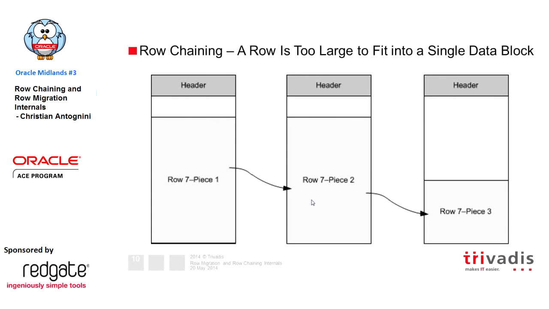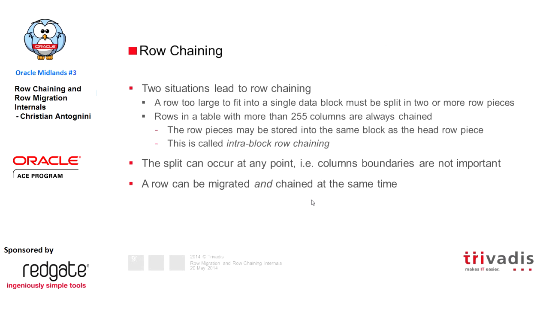Typically when you are seeing row chaining, that means that you have a row which is split in several pieces. Here I have 3 pieces, so the row starts somewhere, continues somewhere else, and ends in a third block. This is the first kind of chaining.